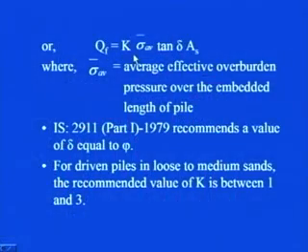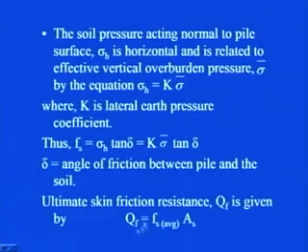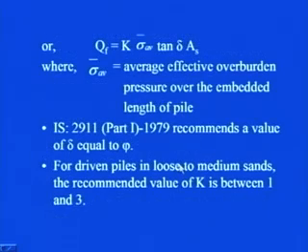So, here this QF will become Fs average into As, then Fs average I can write using this particular expression, which results in QF equal to k sigma bar average tan delta into As, where sigma bar average is the average effective overburden pressure over the embedded length of pile. As I told you, at any particular point of time, this skin friction resistance is not constant throughout the length of the pile. So, we have to take an average value of the same.